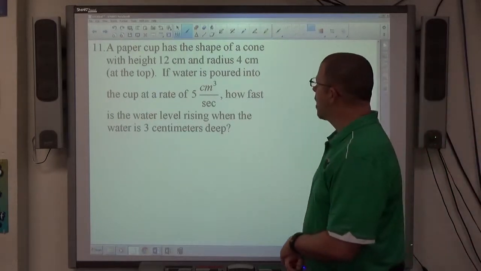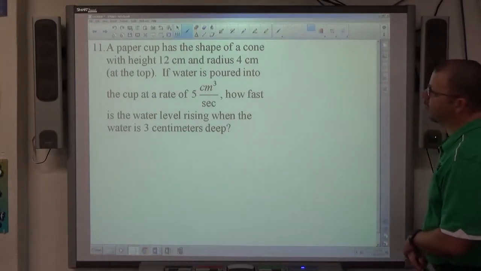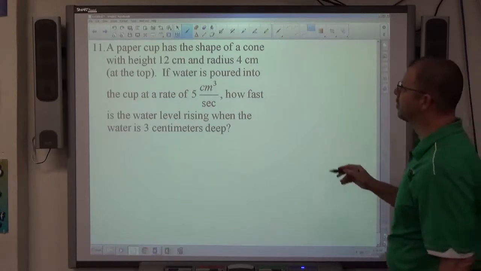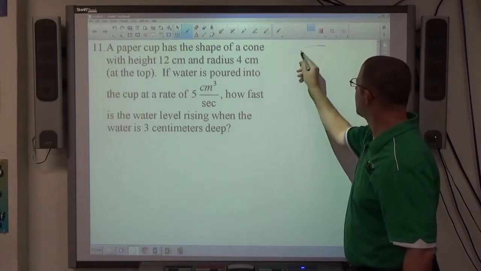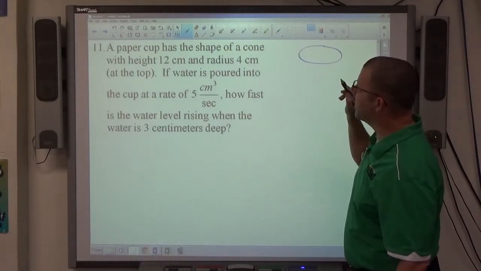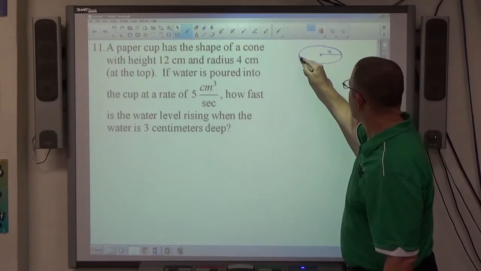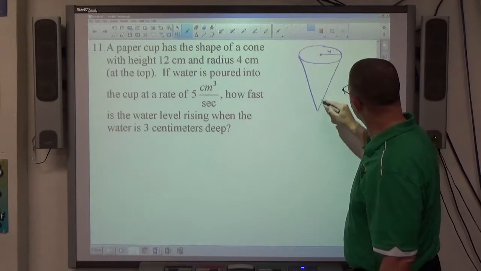Number 11, a paper cup has the shape of a cone with a height 12 centimeters and a radius 4 centimeters at the top. If water is poured in the cup at a rate of 5 cubic centimeters per second, how fast is the water level rising when the water is 3 centimeters deep? So our initial cone, our paper cup, has a radius of 4 centimeters at the top, and it has a height of 12 centimeters.